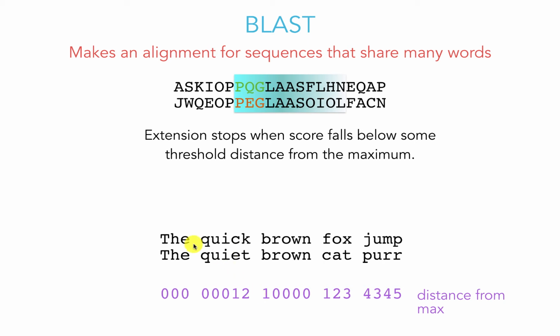But let's say our query sequence was "the quick brown fox jump", and the target sequence that it found in the database was "the quiet brown cat purr". So what's going to happen is every time you get a mismatch, you're going to step up 1 from 0. And there'll be some cutoff number where you're finally cut off. There's enough mismatch, we're not going to count it anymore for extending.